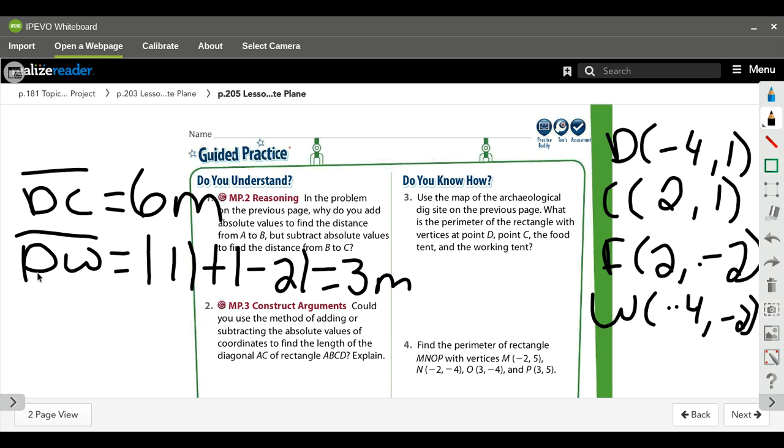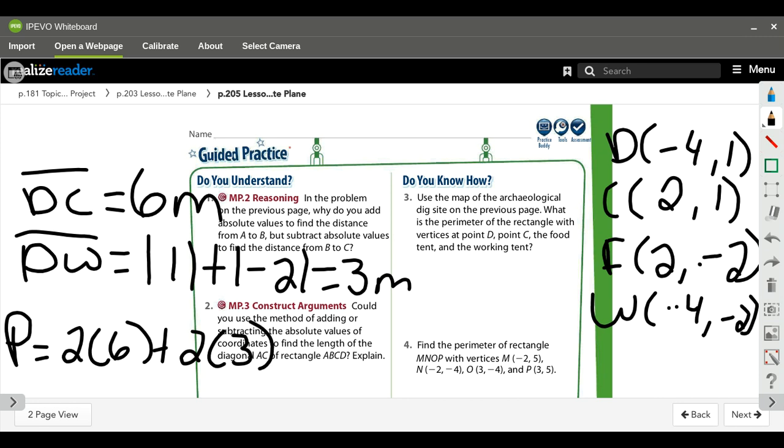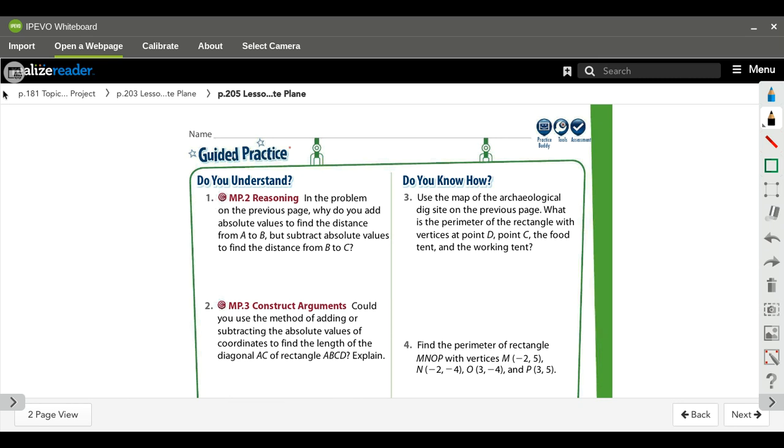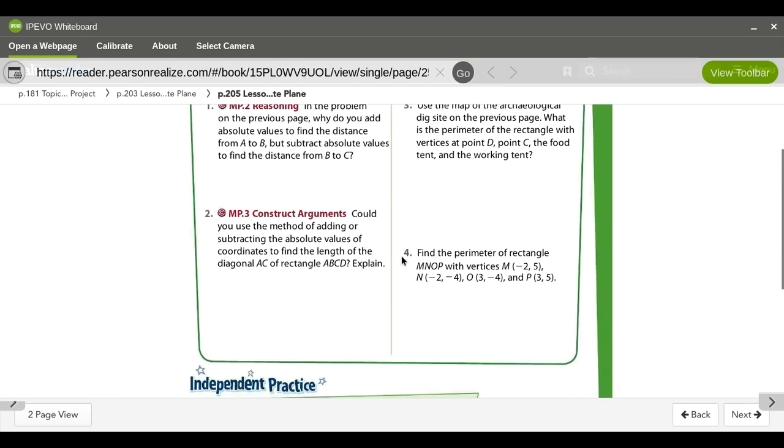Okay, so I have 2 distances. I have 2 lengths. So I have my length and my width. So I'm going to do perimeter equals 2 times 6 plus 2 times 3, which, 2 times 6 is 12. 2 times 3 is 6. So my answer is going to be 18 meters. So the perimeter of that new rectangle is going to be 18 meters. Okay, so I don't need a map to do this. I can find the perimeter of a rectangle just using my vertices.